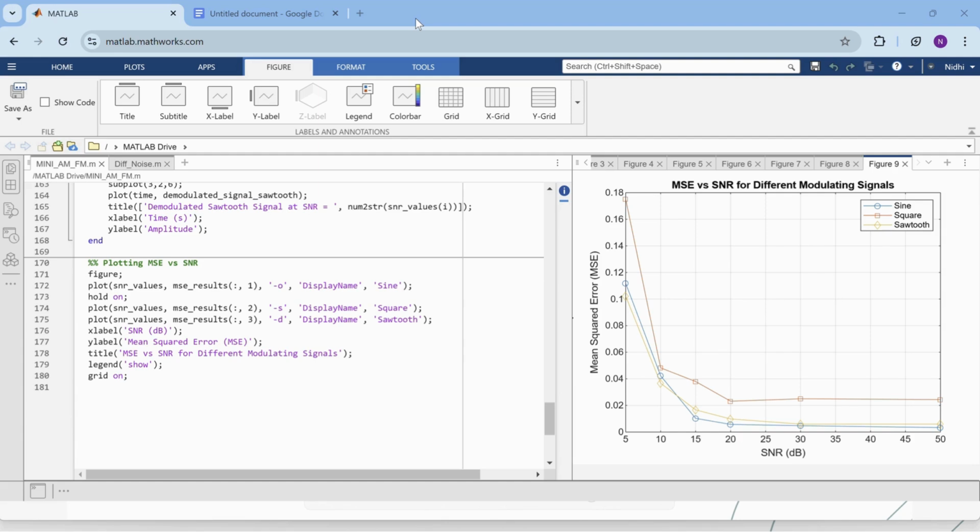So, in practical communication system like amplitude modulation radio, these insights are crucial. In urban areas with high electromagnetic interference, maintaining the high SNR ensure clear signal reception. Our analysis highlights the importance of choosing the right type of modulating signal to enhance communication reliability.